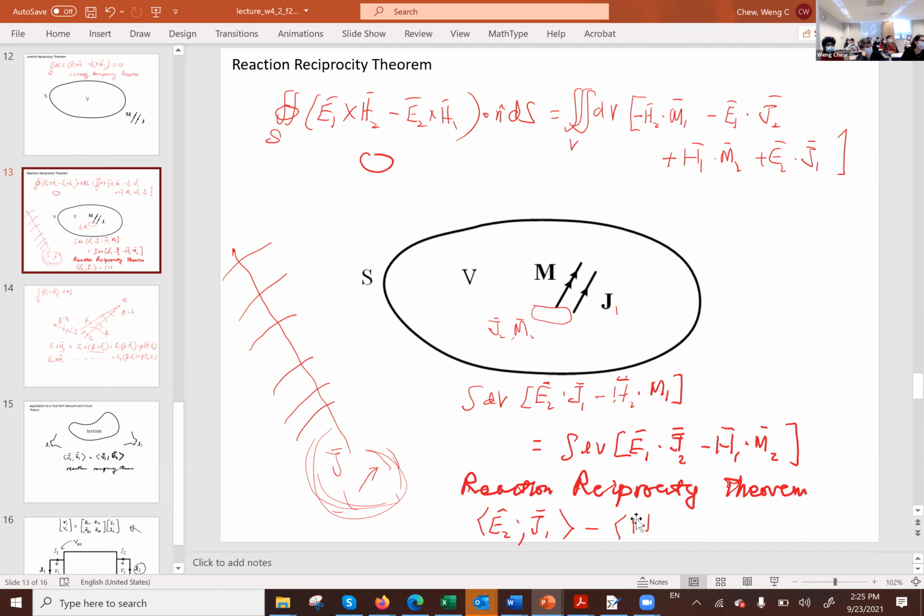This is the reaction on the field from experiment two with the solutions of experiment one, and this is the reaction on the field from experiment one to the solutions from experiment two. So this constitutes a reaction. And you might want to think of them as some kind of measurement.